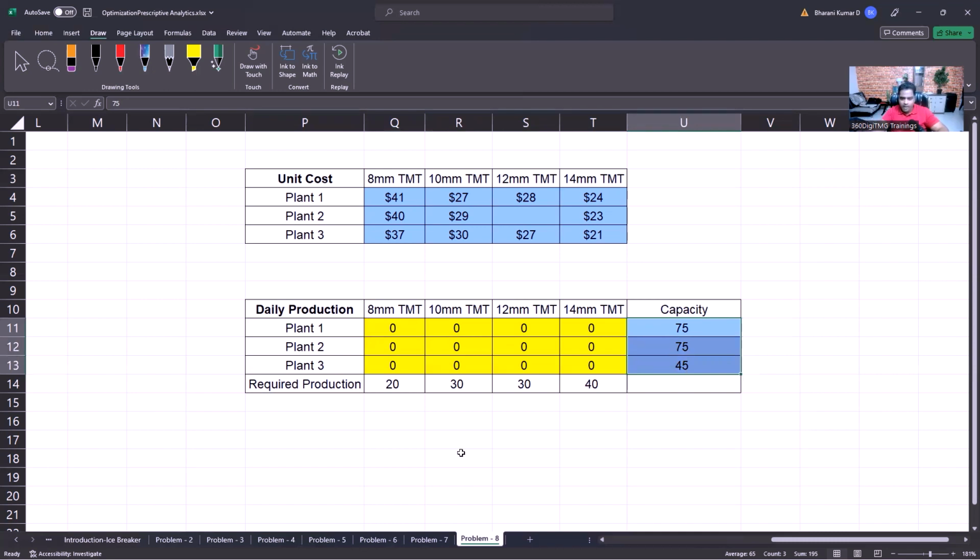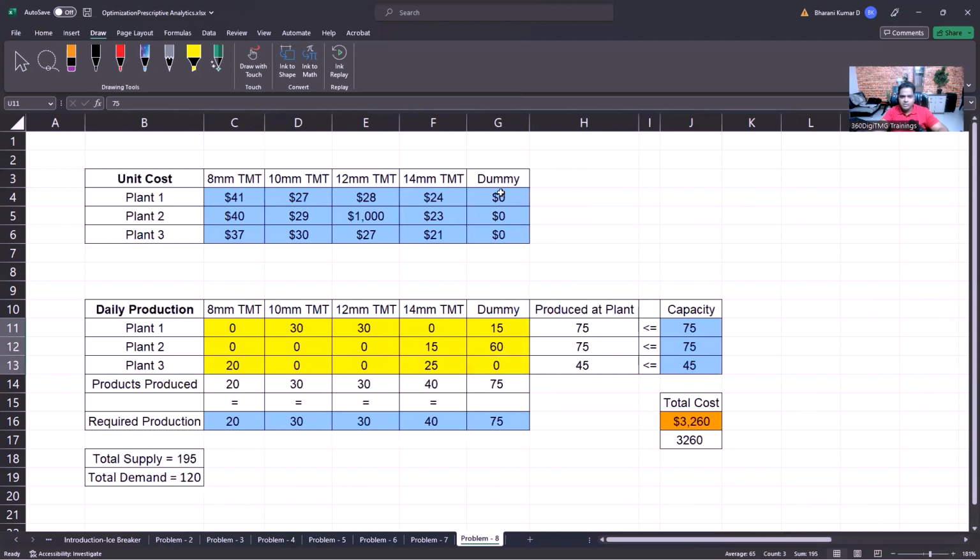So to handle this imbalance scenario, we need to add a dummy, which we already discussed. So let's do that. We are adding that dummy. Let me first replace all of these with zeros, so that the solution is not provided. So here we have the cost. We are just adding dummy to balance out, to make it balanced.